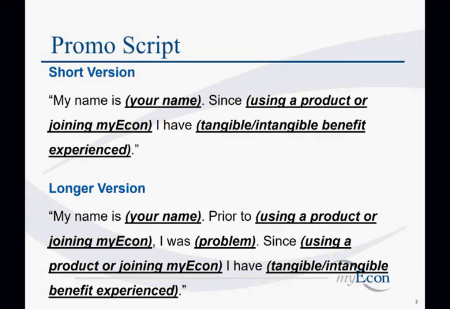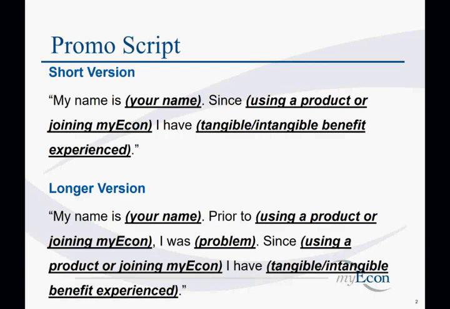So here's an example of a script. There's a short version and a longer version. It's pretty simple, pretty straightforward, something that you can leverage. Hi, my name is Nicole Petaway. Since using a product, because it could be a product, or joining myEcon, since joining myEcon, I have been able to cash flow a total of $227,000 leveraging the strategies that I've learned at myEcon. Super simple, but yet hugely powerful. Or I could say, my name is Nicole Petaway. Since using our MSM tablets, I have been able to get rid of the chronic knee pain that I've had.